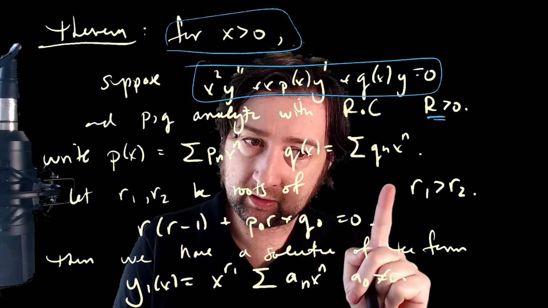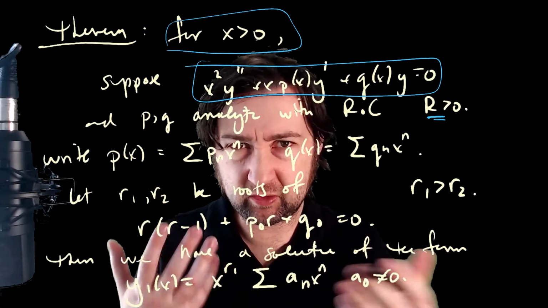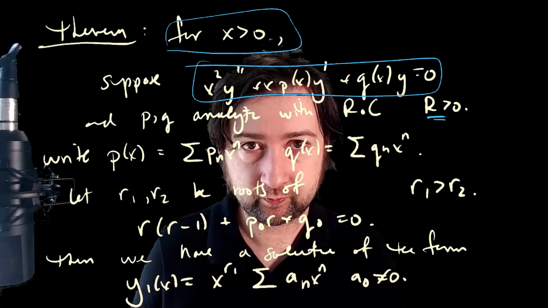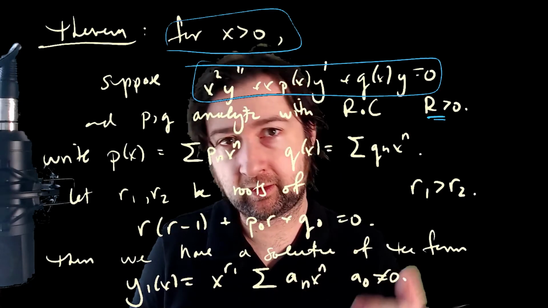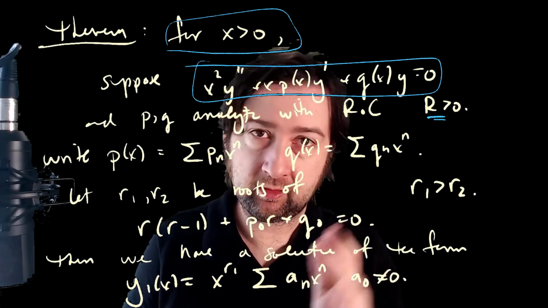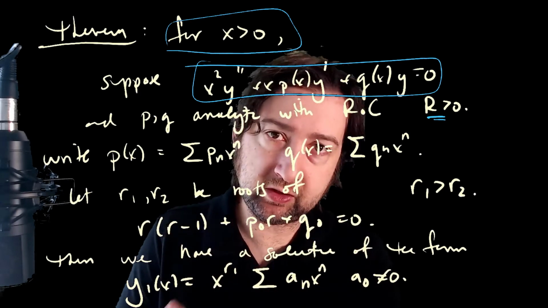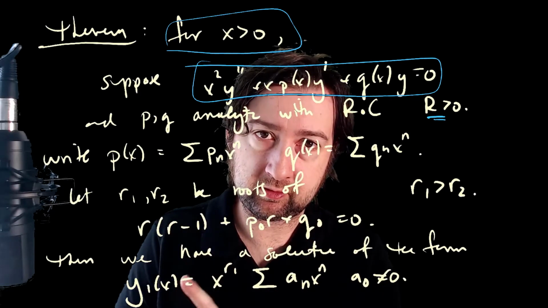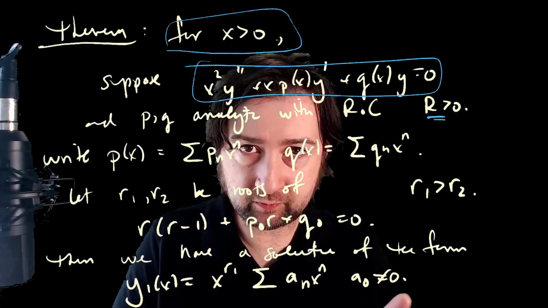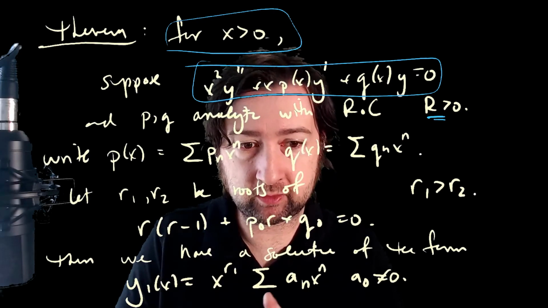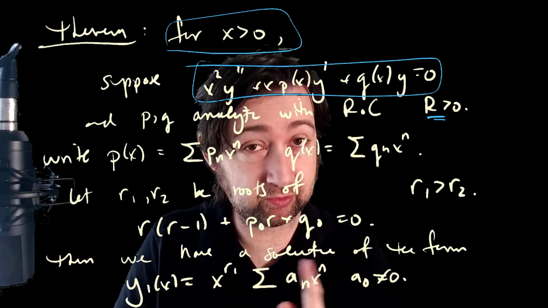And I'm going to let r1 be greater than r2 if they're different from each other. We're going to be considering the case where r1 and r2 are distinct. So if r1 and r2 are distinct, let's let r1 be the bigger one. Then, if all of that holds, I know that I've got at least one Frobenius series solution to this equation of this form: y1 of x is x to the r1 times some power series, which I'm going to figure out by using a recursion relation.